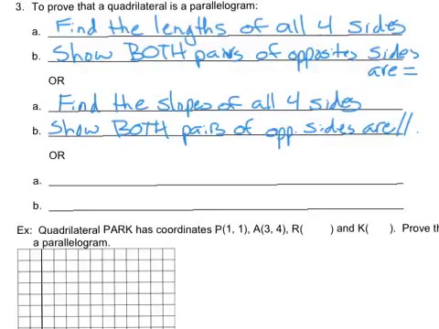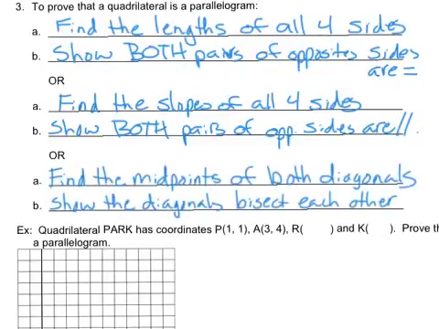The third way to prove that a quadrilateral is a parallelogram, I think involves the least amount of work, and that's dealing with the diagonals and using the midpoint formula. If you find the midpoint of both diagonals, if the quadrilateral is a parallelogram, then the midpoints will be the same, and that shows the diagonals bisect each other, and that's sufficient to show that a quadrilateral is a parallelogram.